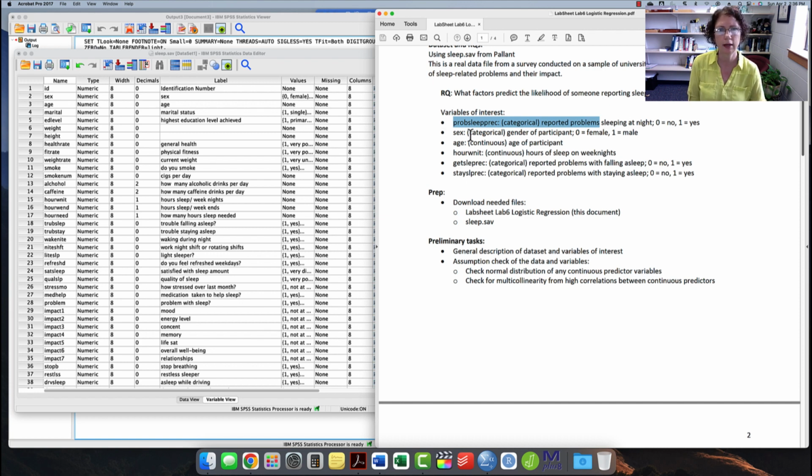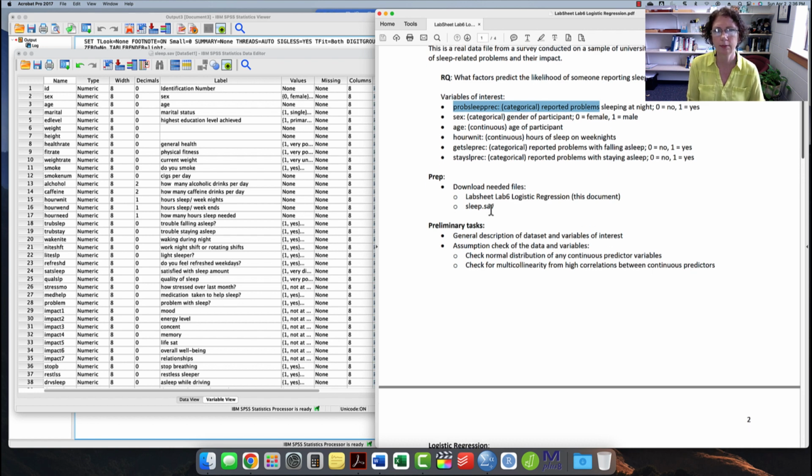But we also have a gender variable called sex. 0 is female, 1 is male, an age continuous predictor, and then hours of night slept on weeknights, which is going to be a continuous predictor, and then 2 more categorical predictors: if someone reported having problems getting to sleep and if someone reported problems staying asleep.